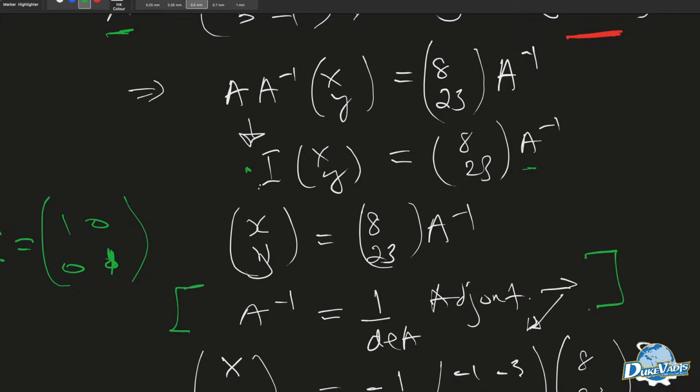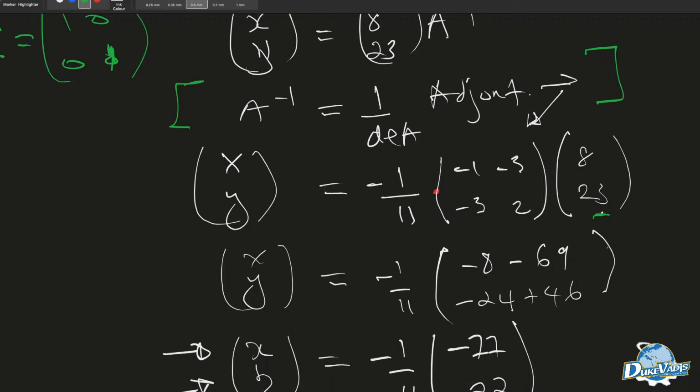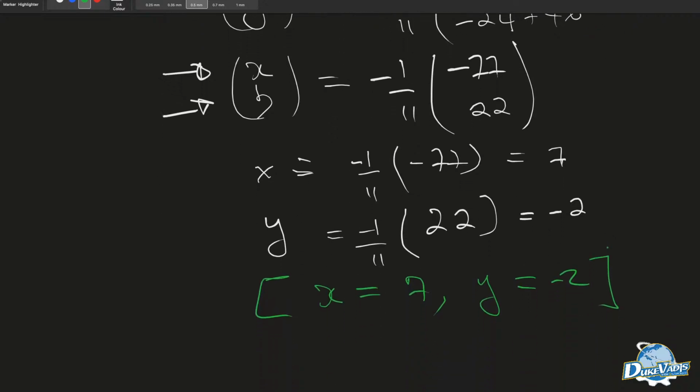As you see, A inverse is one over the determinant multiplied by the adjoint. So we substituted everything back into the equation, and we have xy equal to negative 1/11, which is the determinant, multiplying the adjoint and the values 8, 23. So after computing, that is what we had: x is equal to 7, y is equal to negative 2, as we saw earlier.